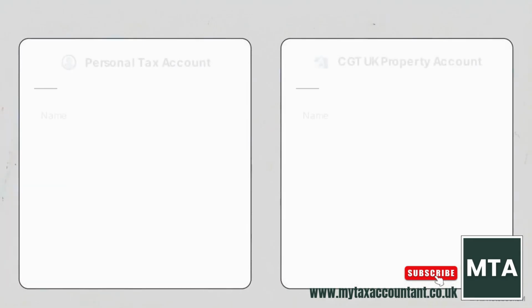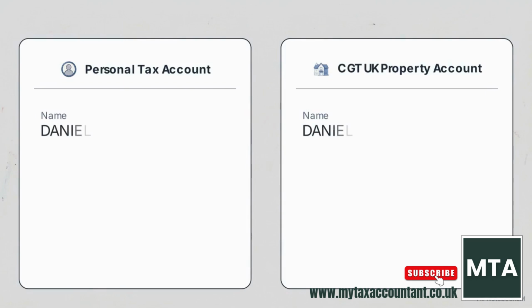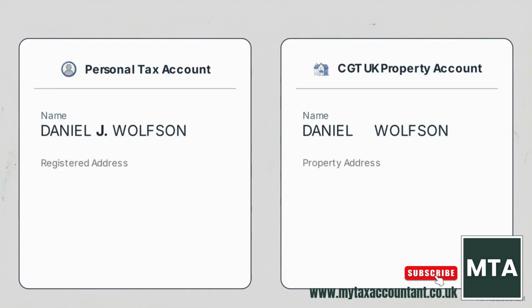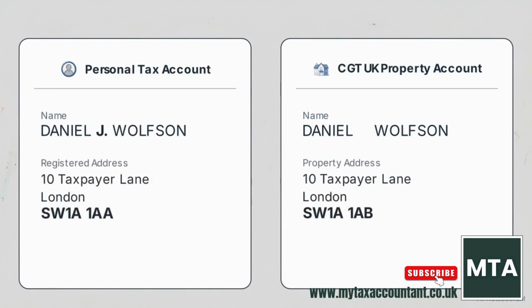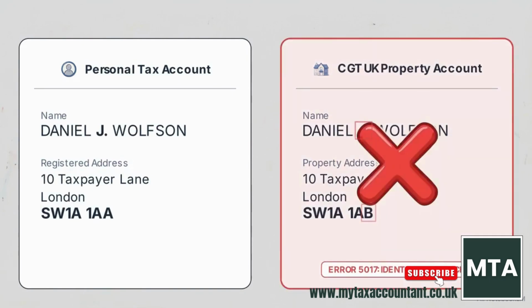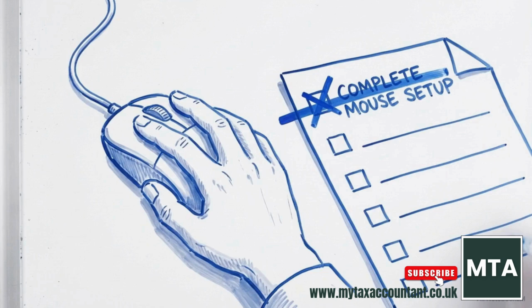HMRC systems scan for minute discrepancies. Even a missing middle initial on the CGT side triggers a full rejection. Address data is treated with equal strictness. A mismatched postcode between profiles is a fatal error, trapping you in a loop of system rejections. To resolve this, you must update your main PTA address first.